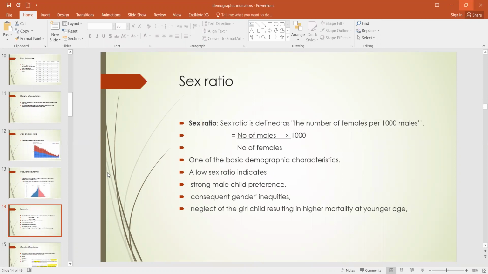Now comes the sex ratio. Sex ratio is defined as the number of females per 1,000 males, and we can calculate it with the help of a formula in which the number of females is divided by the number of males and multiplied by 1,000. It is one of the basic demographic characteristics. A low sex ratio indicates strong male child preference, consequent gender inequities, and neglect of the girl child, resulting in higher mortality at younger age.